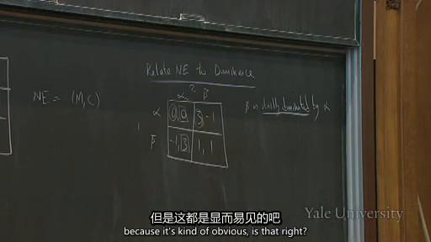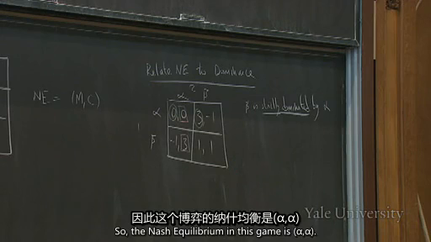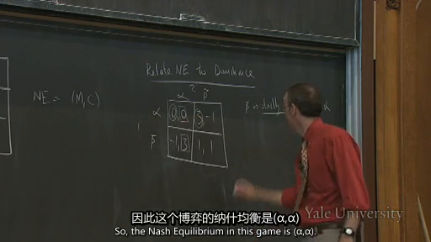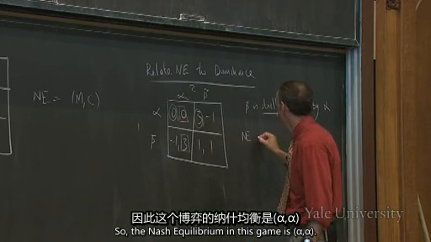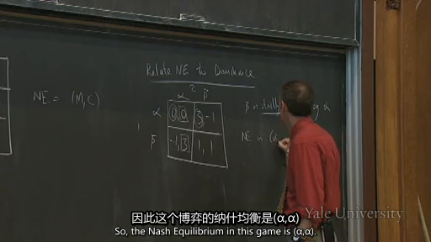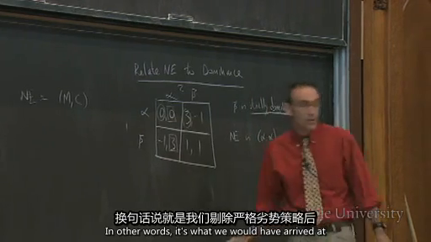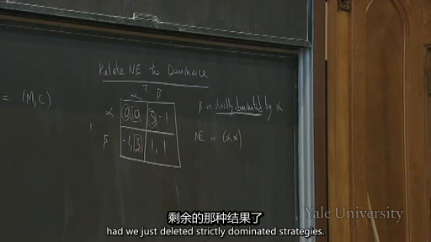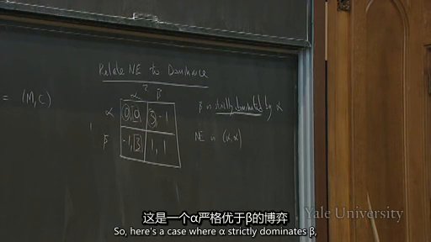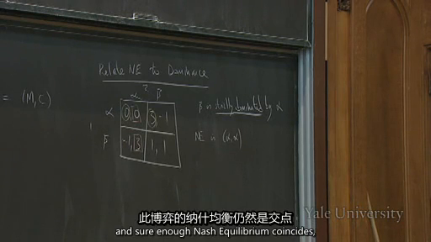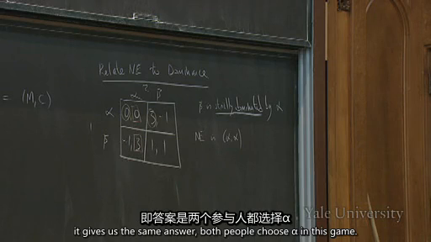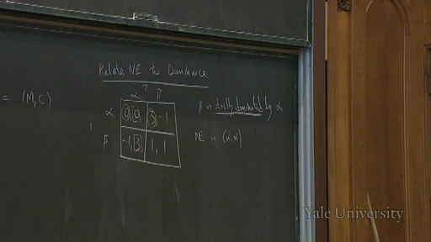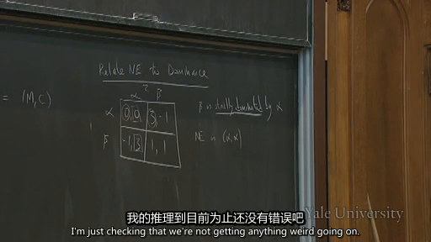Is that right? Okay. And so the Nash equilibrium in this game is alpha alpha. In other words, it's what we would have arrived at had we just deleted strictly dominated strategies. Right, so here's a case where alpha strictly dominates beta, and sure enough, Nash equilibrium coincides. It gives us the same answer. Both people choose alpha in this game. All right, so there's no news here. I'm just checking that we're not getting anything weird going on.